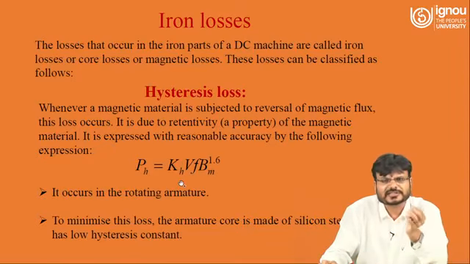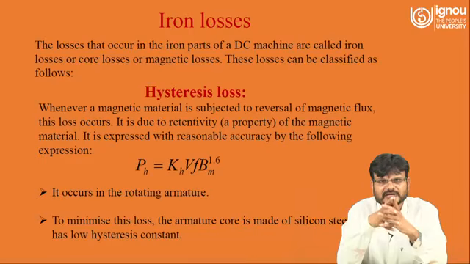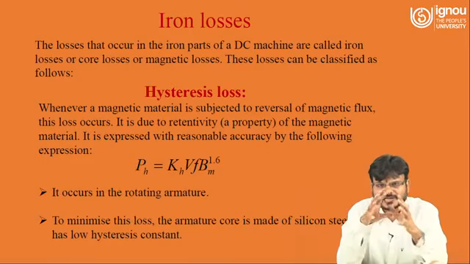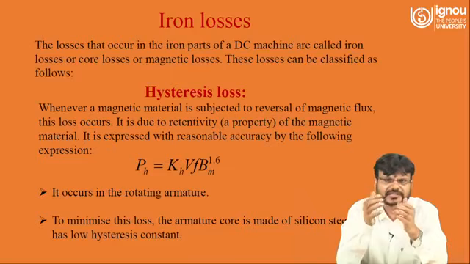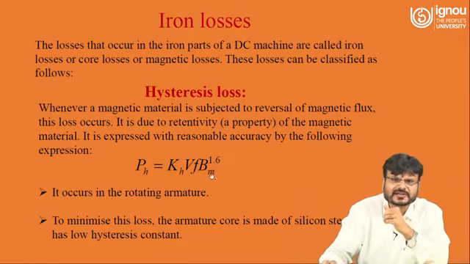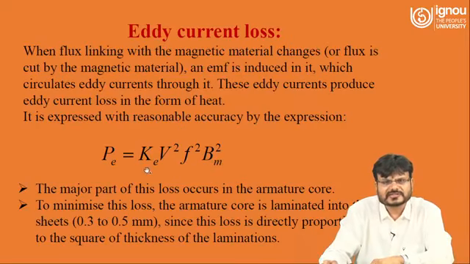KH is nothing but the hysteresis constant, and V is the volume of the magnetic material. Whatever magnetic material is being used in designing the armature of the motor, V is the volume of that magnetic material, F is the frequency, and Bm is the flux density. And the eddy current loss is equal to Ke V square F Bm square.